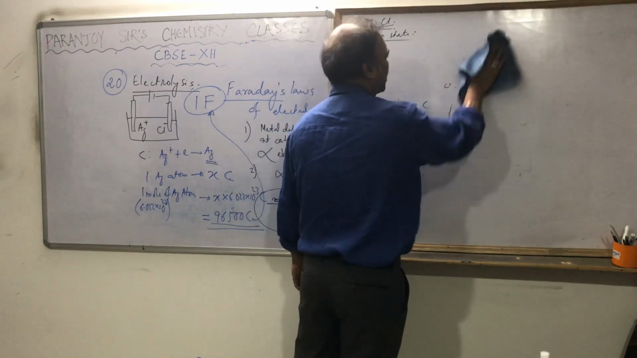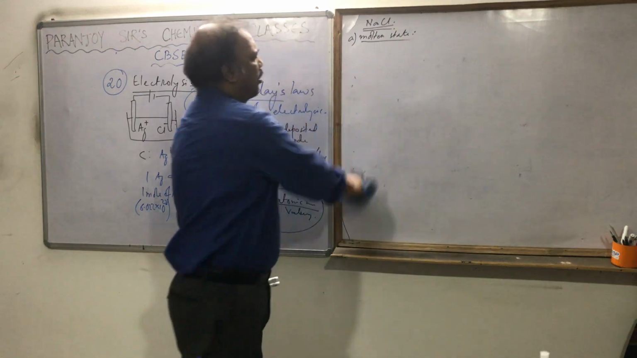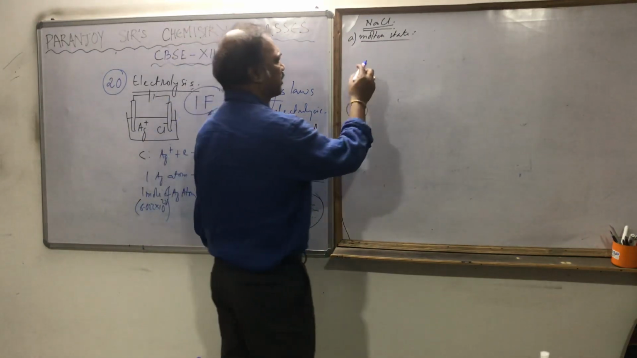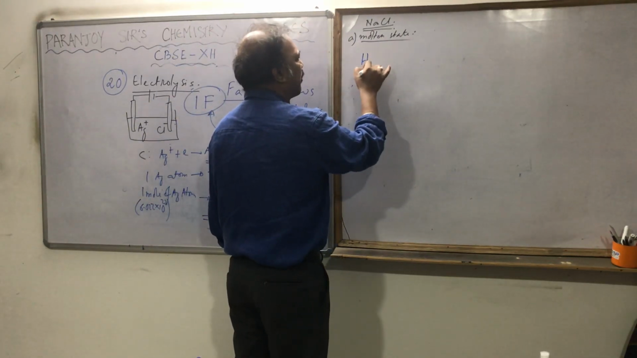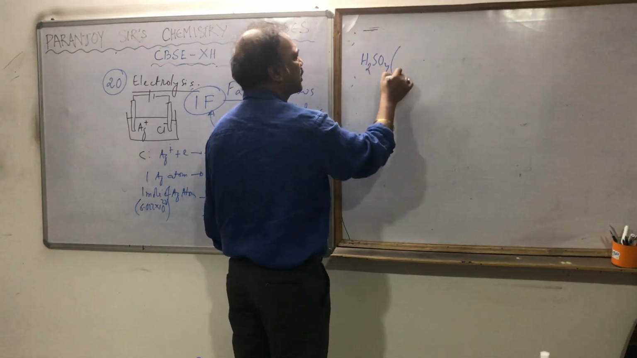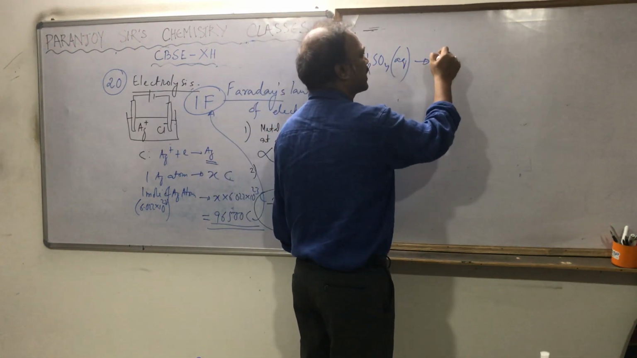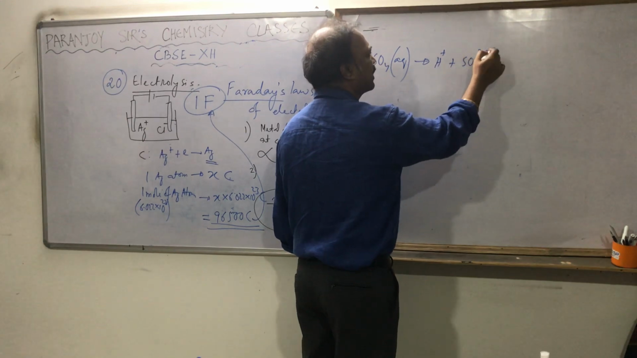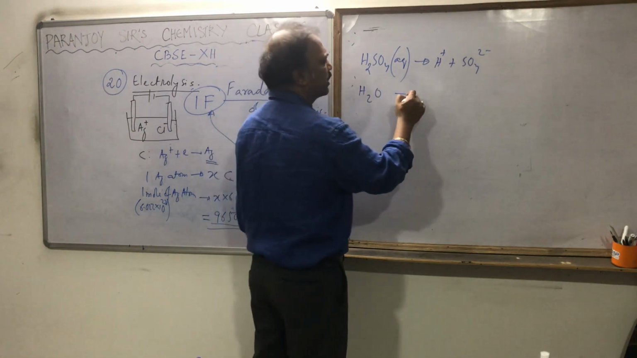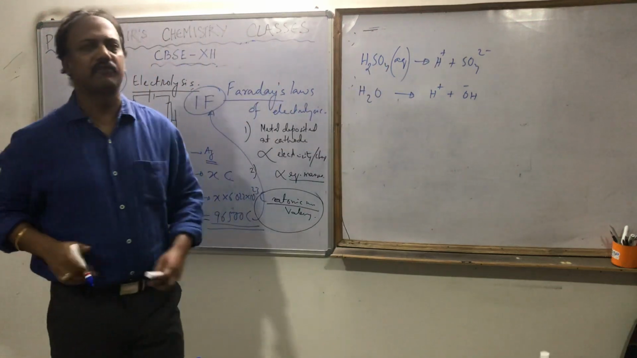Now for sulfuric acid, there is no question of it being in the molten state. Sulfuric acid is not an acid in the molten state, so obviously H2SO4 should be in aqueous solution. In aqueous solution, it is dissociated as H positive and SO4 2 negative. Whereas water, and aqueous solution means water is there, is also dissociated as H positive and OH negative. This is the condition of sulfuric acid now.